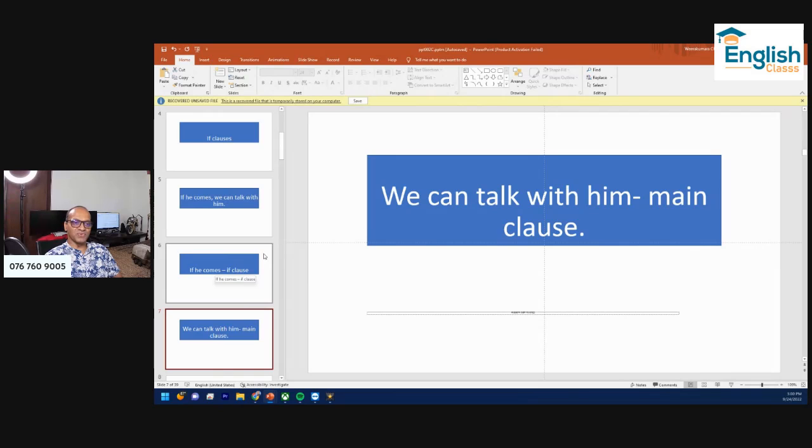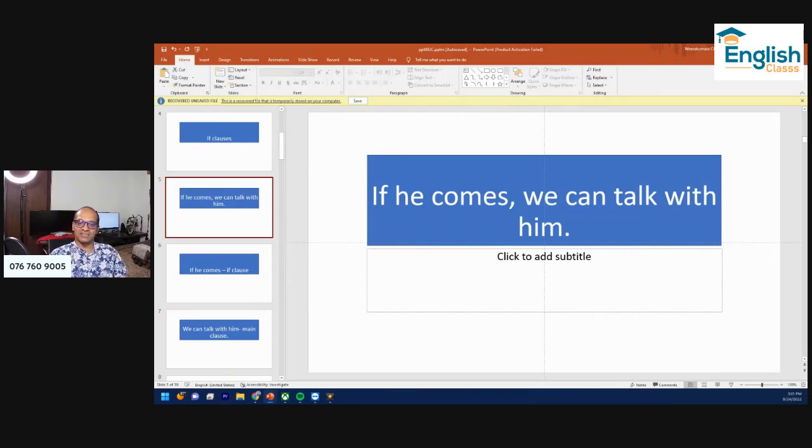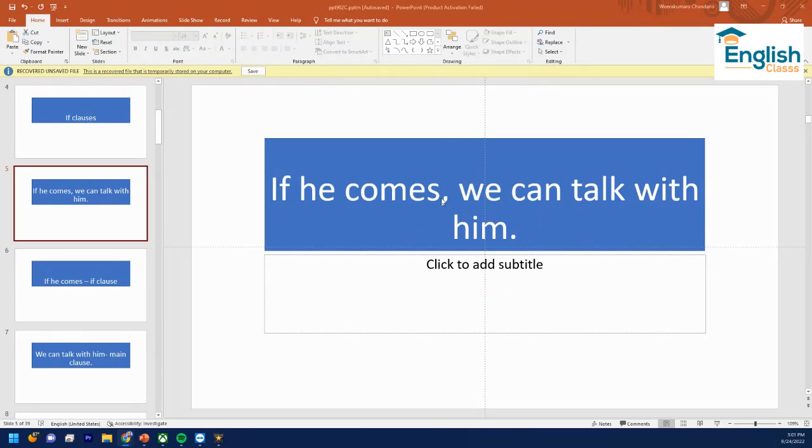Now we can combine these two clauses to create a complicated sentence. If he comes, we can talk with him. You have to put a comma at the end of the first clause. Here in this sentence, we have put the if clause at the beginning of the sentence. If you put this if clause at the beginning of the sentence, then there should be a comma at the end of the if clause. But if you need, you can put this if clause at the end of the sentence.